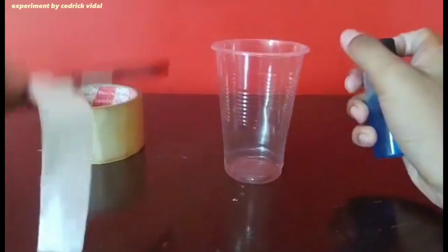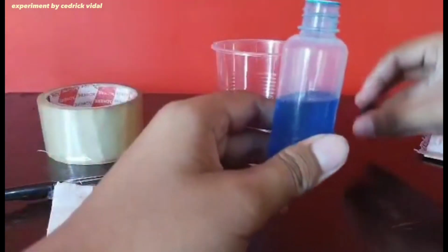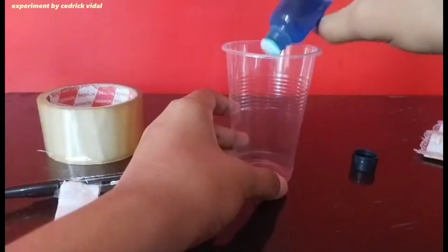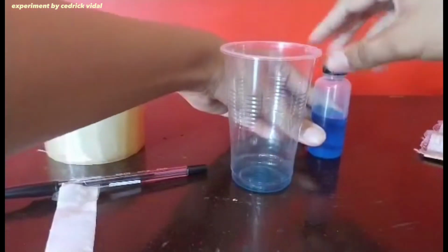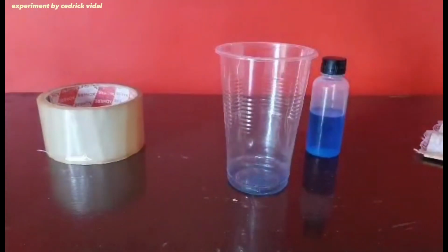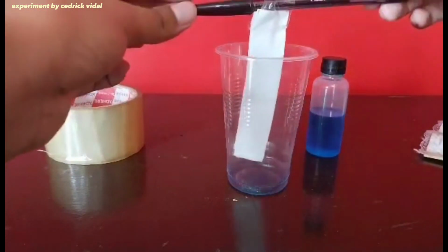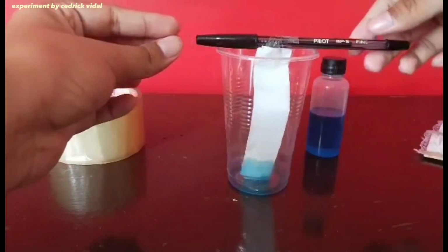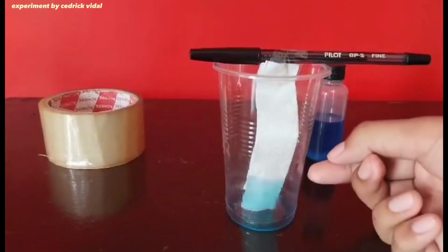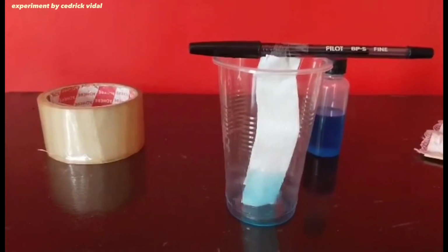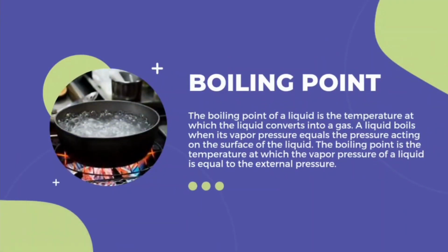After that, you're going to hang it right there. But first, let me put the liquid in. Like this. After this, the last step you're going to do is just put it right here. And watch closely. As you can see, the liquid rises up into the tissue, and that is how capillary action works. The next is boiling point.